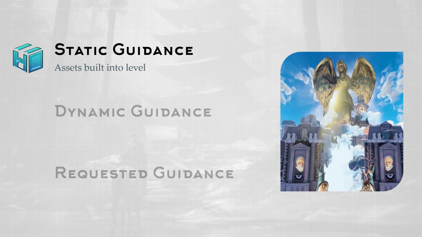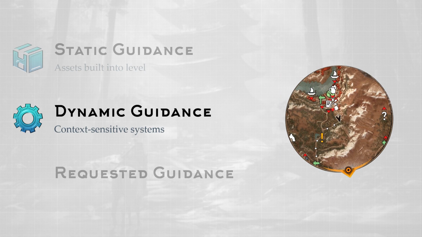Static guidance is mostly what we talked about before. These are assets that you directly build into your level, like this statue acting as a landmark in BioShock Infinite. And being built into the level, these assets don't really change during the course of the game. Then there's dynamic guidance, which would be systems that are in some way context sensitive, like a minimap, because the image that this minimap is showing always depends on where you are in the game world.